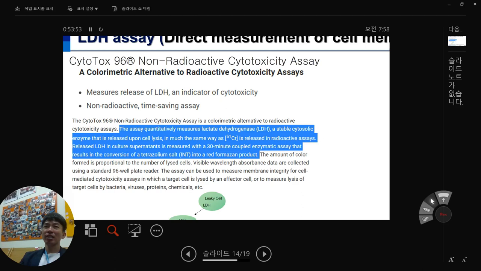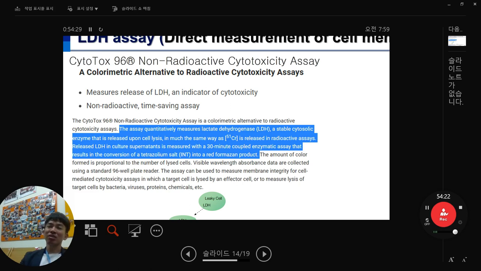So the LDH kit is the CytoTox 96 non-radioactive assay, a colorimetric alternative to radioactive cytotoxicity assays. It measures the release of LDH, an indicator of cytotoxicity, and is a non-radioactive, time-saving assay. This kit quantitatively measures LDH, a stable cytosolic enzyme that is released upon cell lysis, in much the same way as chromium-51 is released in radioactive assays.